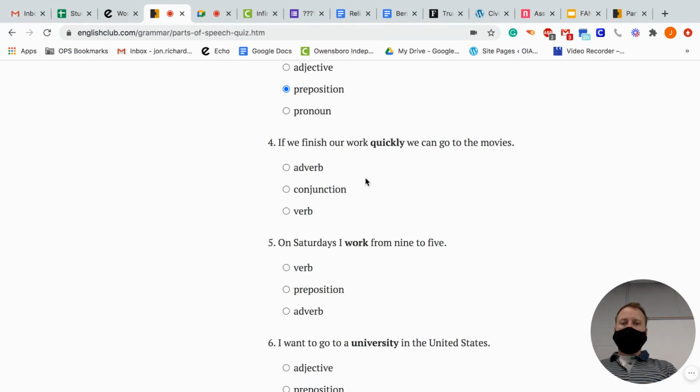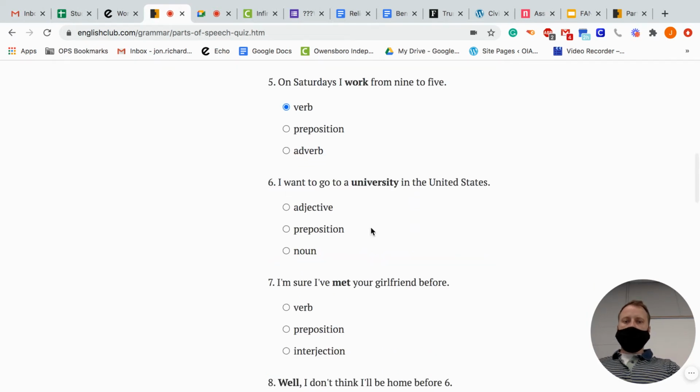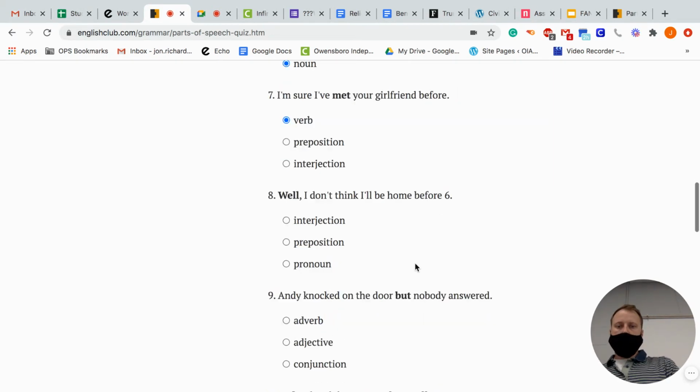If we finish our work quickly, we can go to the movies. Adverb. On Saturdays, I work from 9 to 5. Work. Verb. I want to go to a university in the United States. Noun. It's a place or a thing. I'm sure I've met your girlfriend before. Met. Verb.